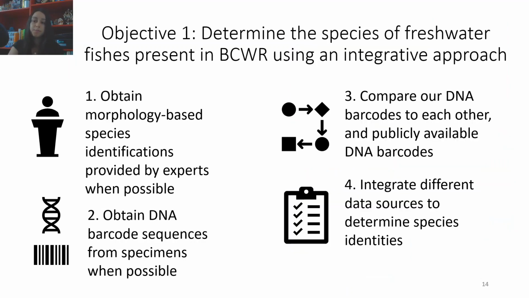In order to begin answering the questions we posed before, we had 3 objectives we wanted to address. First, we wanted to determine the species of freshwater fish present in Barra de Colorado using an integrative approach. First, we obtained morphology-based species identifications provided by experts when possible. Then, we obtained DNA barcode sequences from specimens when possible. Third, we compared our DNA barcodes not only to each other, but also to publicly available DNA barcodes. And by integrating these different data sources, we were able to determine species identity for 240 of our sequences.